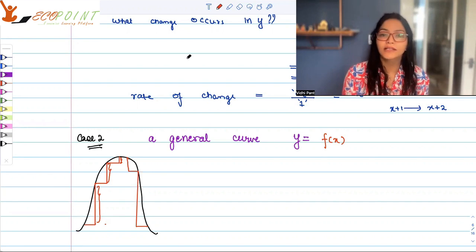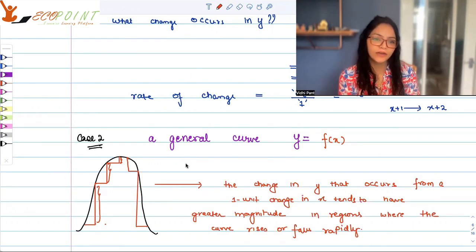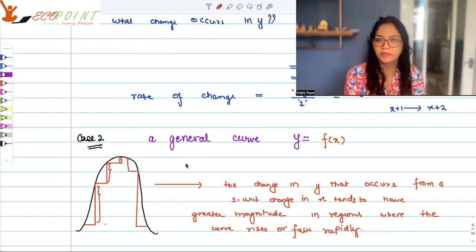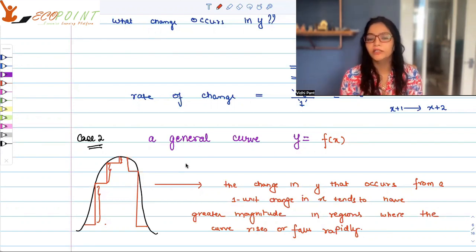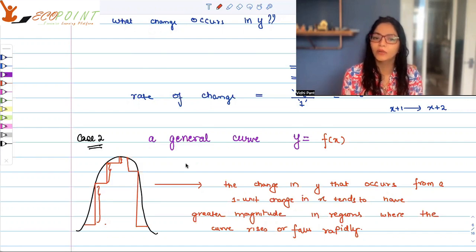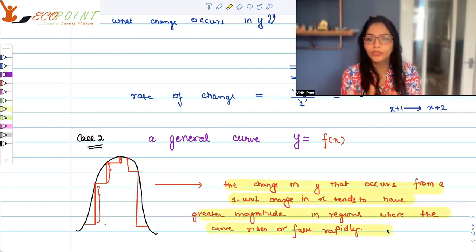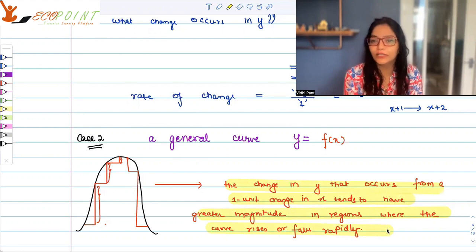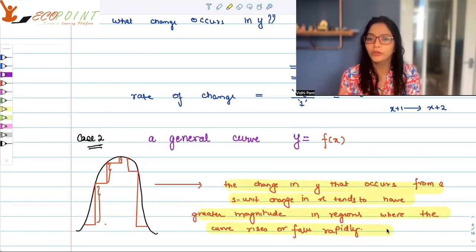Okay, let's look at the concept more formally now. I'm sure you can see in this diagram the idea that I'm trying to pour in here, that the change in y that occurs from a 1 unit change in x tends to have a greater magnitude in regions where the curve rises or falls rapidly, in comparison to the regions where it's happening slowly. Okay, so there will be a change in rate of change.